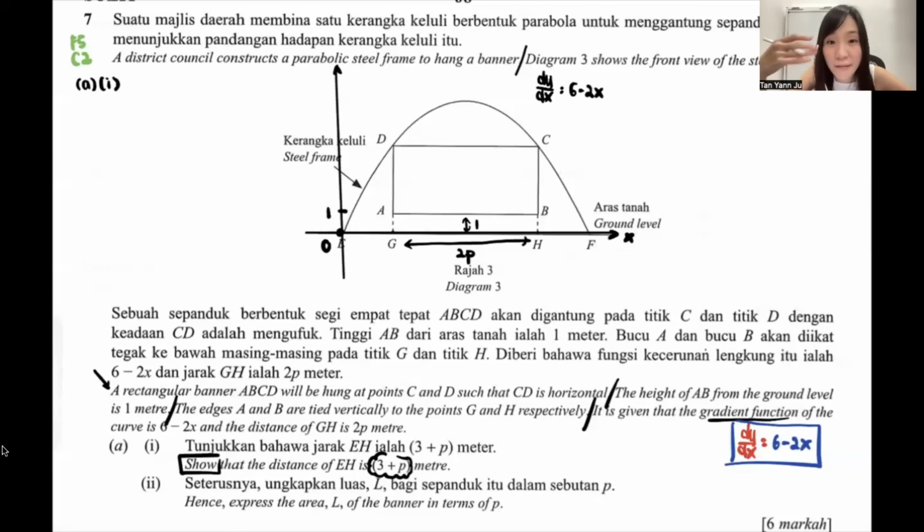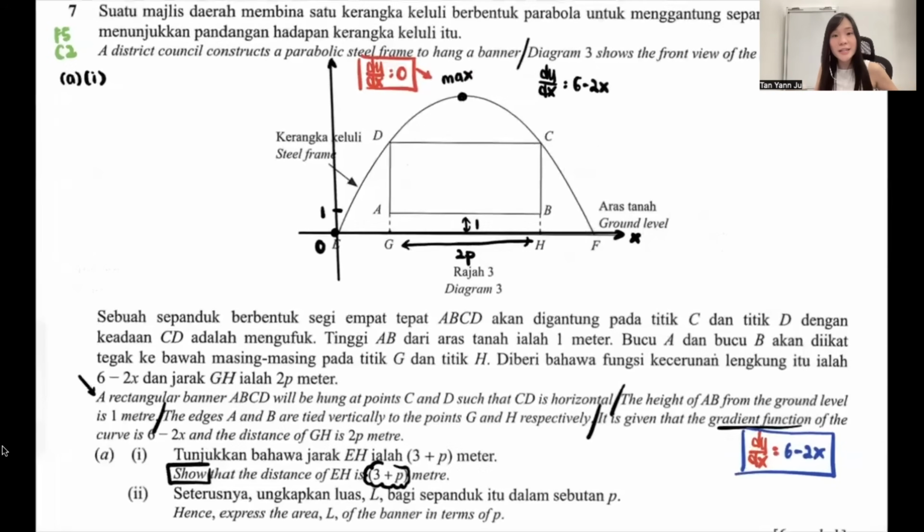So what else can I find out, my dear? Remember, for every single curve, happy face, sad face, the most important is always the turning point. The turning point is the maximum or minimum point. For my curve now, I have a maximum point. So is it possible for me to find the maximum point? Yes, because under differentiation, you learned before that for the maximum point coordinate, dy/dx equals 0.